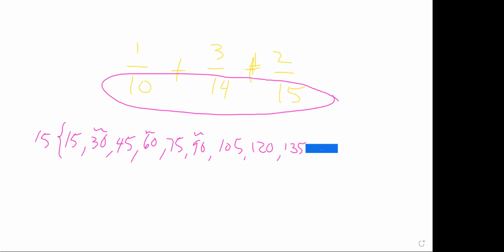135, 150, 165, 180, 195, 210. You have to keep going. So at this point, I'm going to double check again. 135, no, 14 times something will not give you that. It's not going to work. 150, no, it's not going to work.